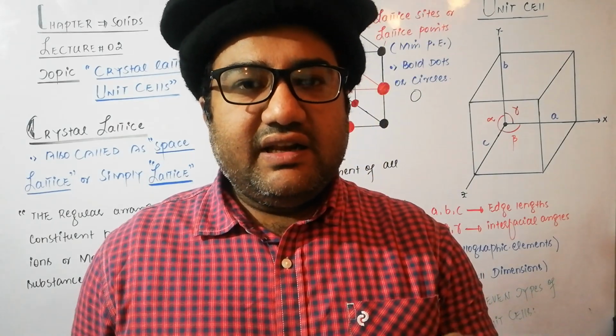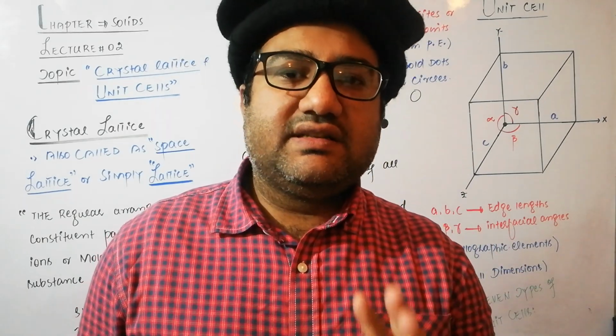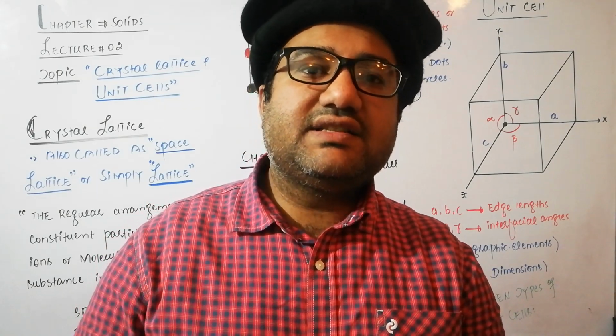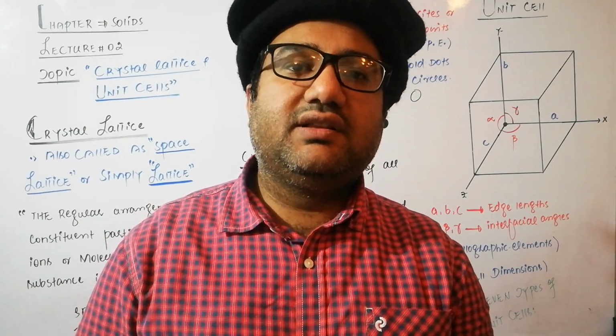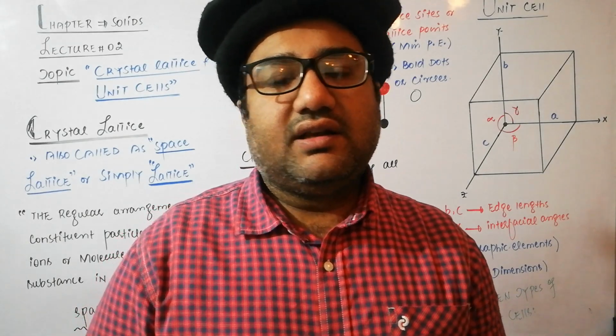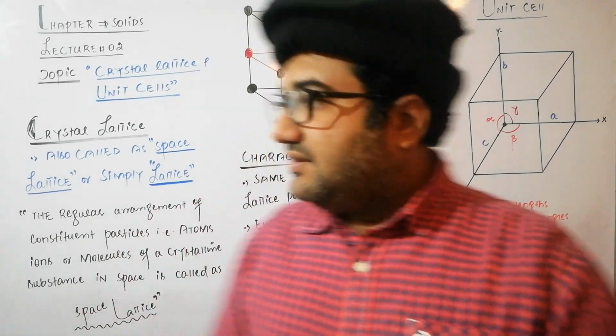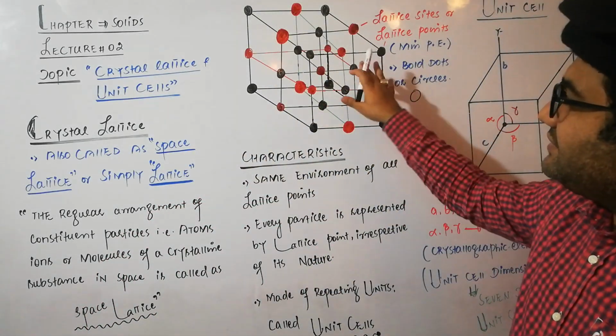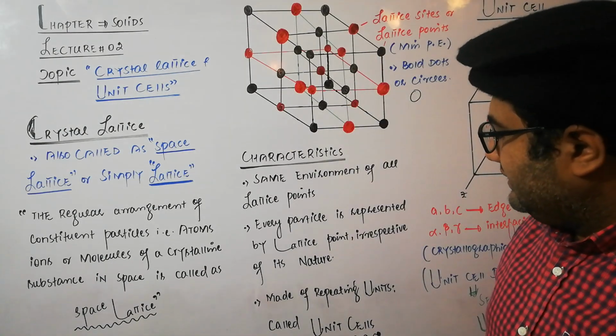So the unit cell is the simplest part of a crystal lattice, and when these unit cells are stacked together, collected together, then the crystal lattice is produced. So this crystal lattice also consists of unit cells.